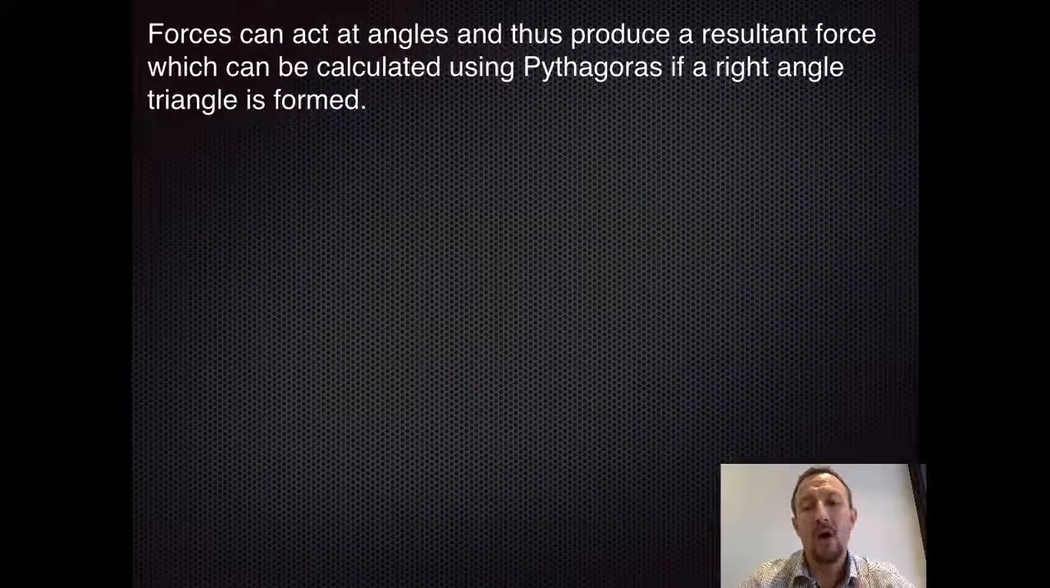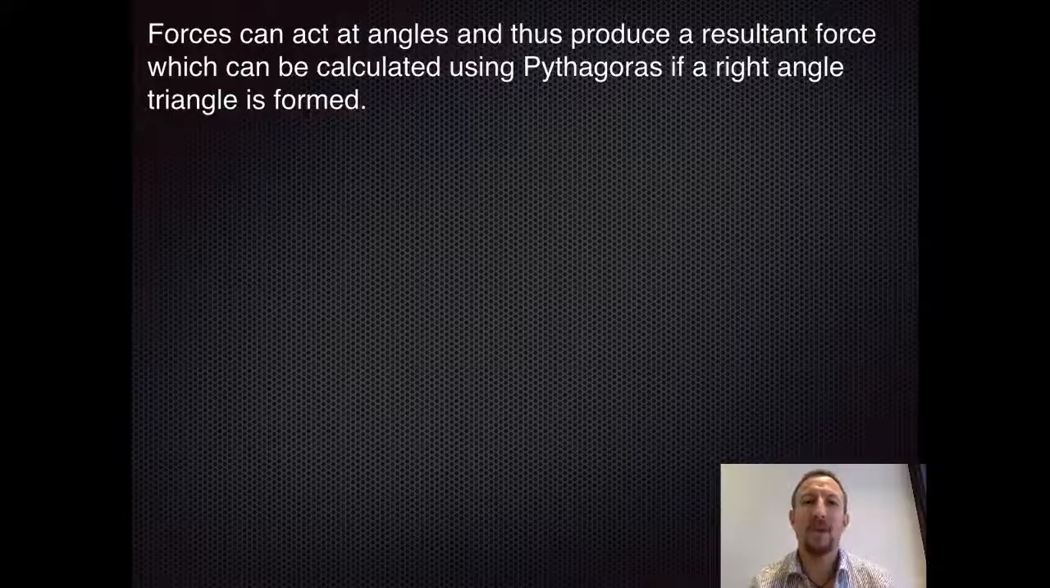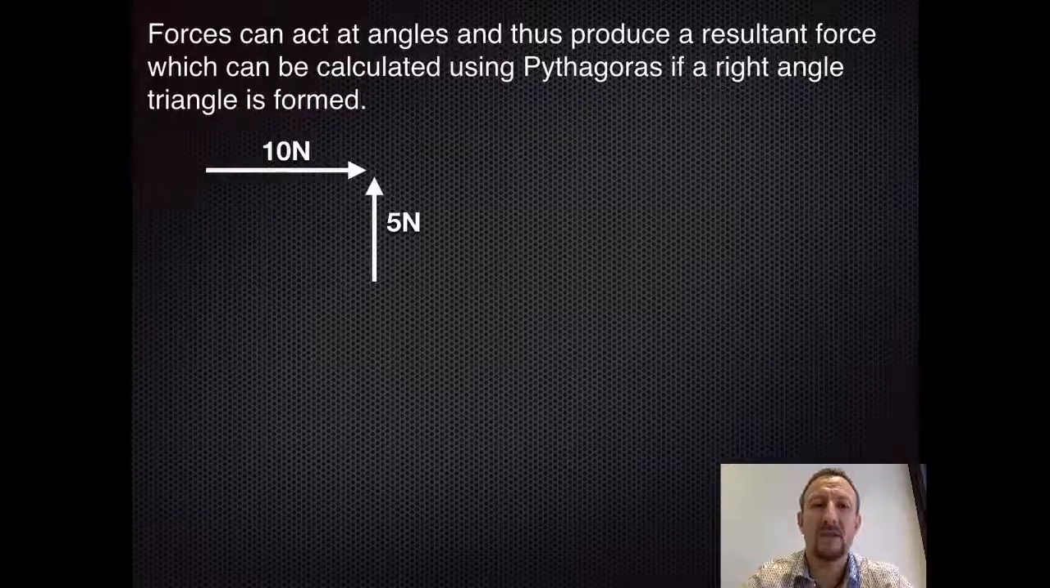So not only can we have forces acting in one dimension, i.e. on the same plane, we can have them acting in two dimensions. And in this case, we try and work together so that we can produce a right-angled triangle, which then allows us to work on the idea of using Pythagoras and trigonometry. So look at these two vectors. I've got 10 Newtons acting to the right, and I've got 5 Newtons acting straight up.